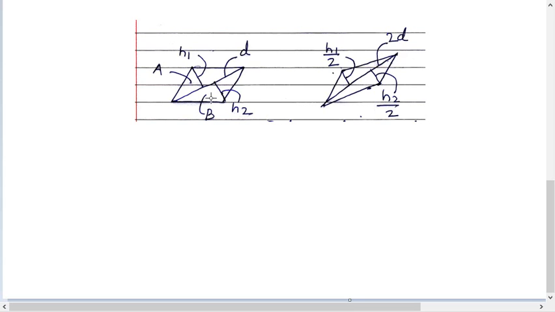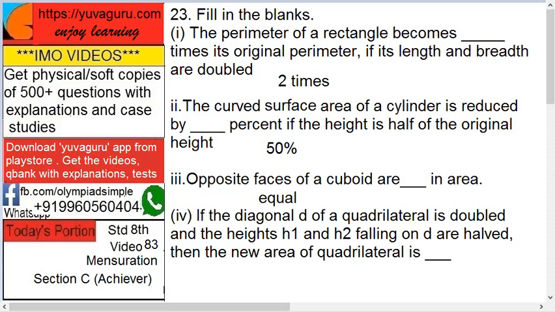Okay, now what we are doing is we are doubling this diagonal. This D is made as 2D. That's what the question is. And these heights are made as h1 by 2 and h2 by 2. They are halved, right? That's what the question says. See this. Diagonal is doubled and heights are halved, right? Then the new area we require.